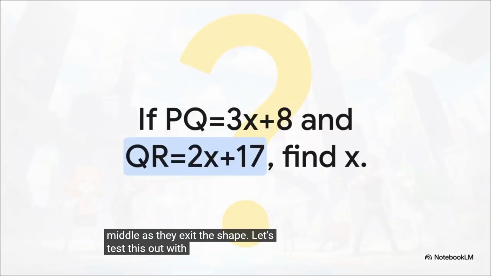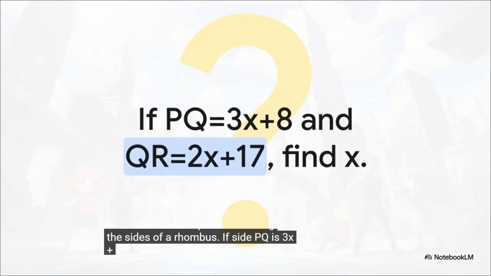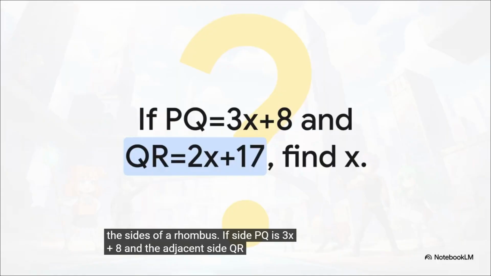Let's test this out with a puzzle featuring the sides of a rhombus. If side PQ is 3x plus 8 and the adjacent side QR is 2x plus 17, how do we find x?